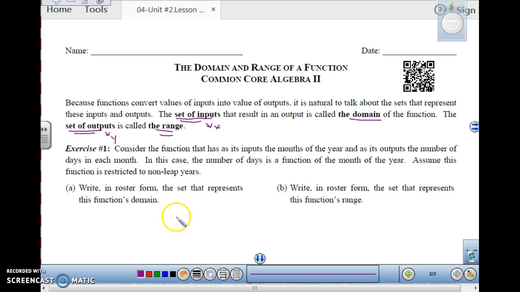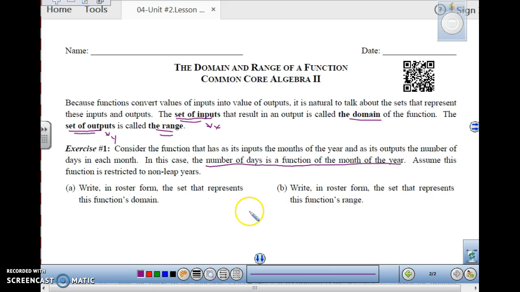So the domain is the x's, or the inputs. The range is the outputs, or the y's. So let's consider the function that has its inputs as the month of the year and its output as the number of days in each month. In this case, the number of days is a function of the month of the year. Now that's an important statement right there.